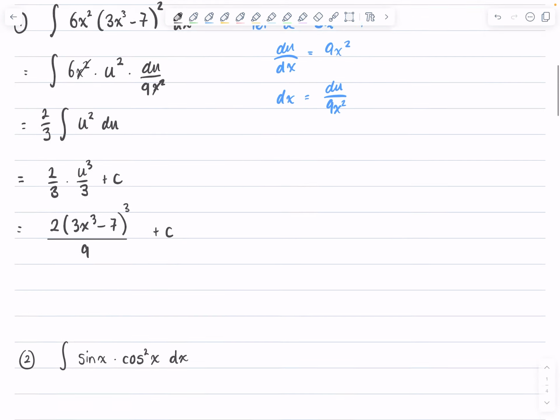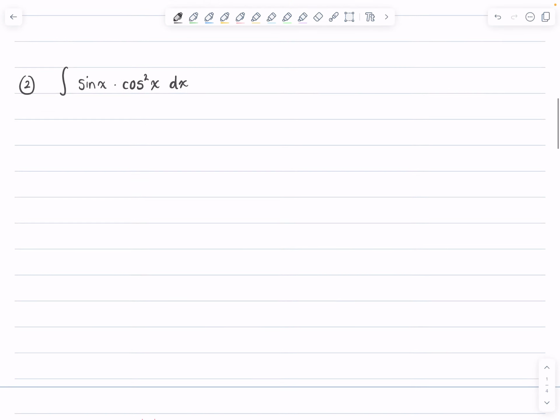Okay, so let's find a second example here. You can see that we've got a different scenario entirely. We have a trigonometric integral here, and it would be very easy for us to look at this and try to do some sort of trig substitution we've done in previous videos with this cos squared x. That doesn't need to happen, however.